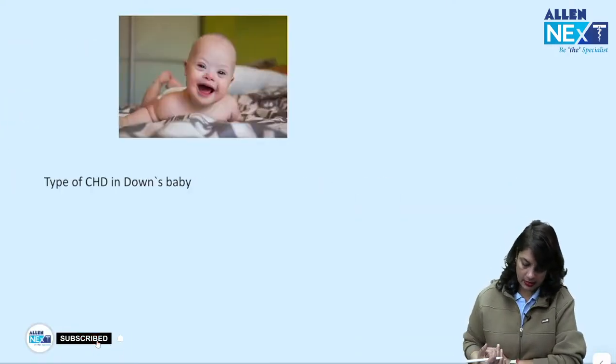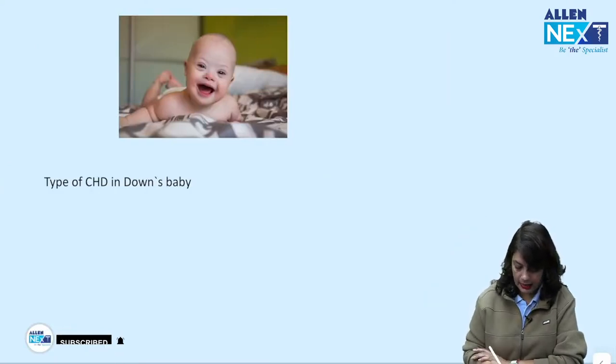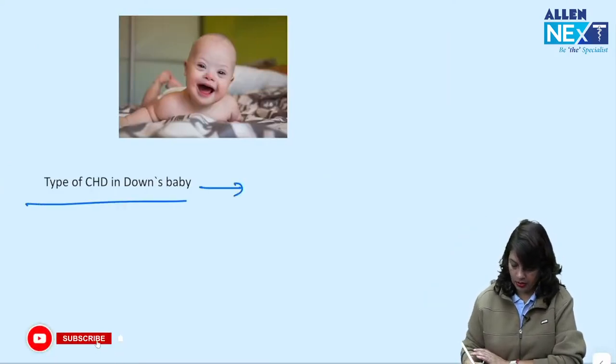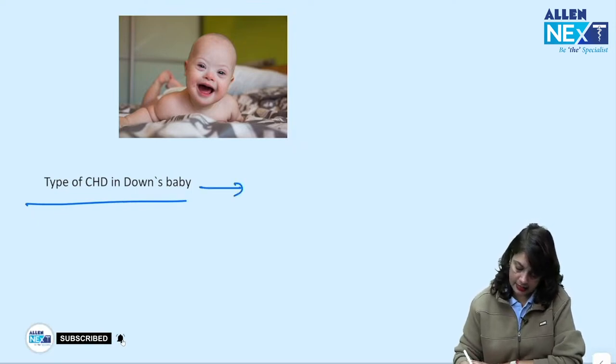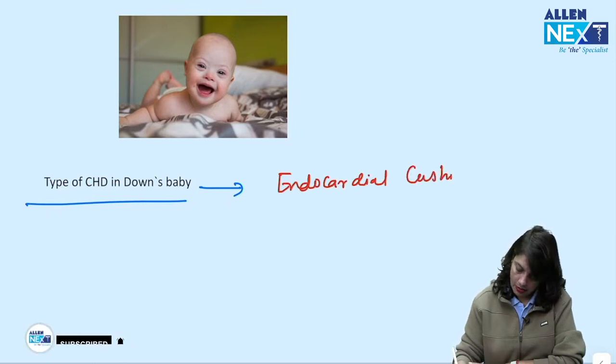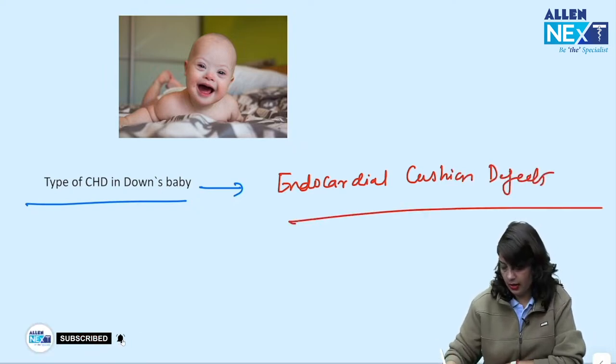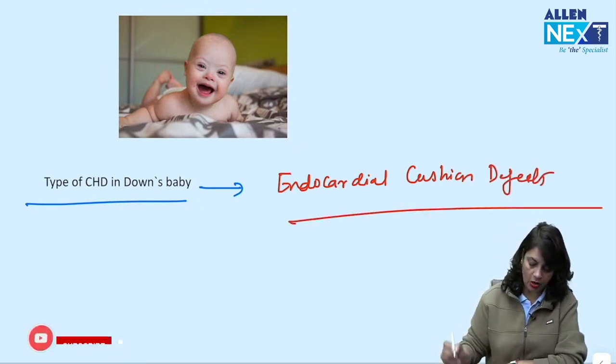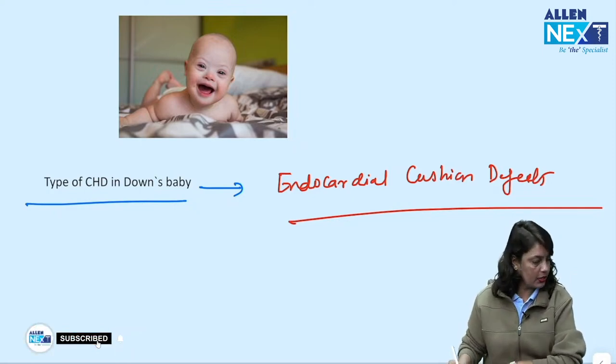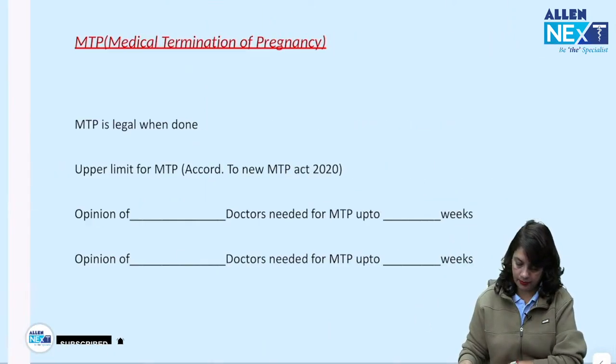Okay. Next, type of congenital heart disease in Down syndrome. Type of congenital heart disease in Down syndrome is endocardial cushion defects. Endocardial cushion defects, this is a Down's baby. Okay, the question has already been asked in FMGE exam.